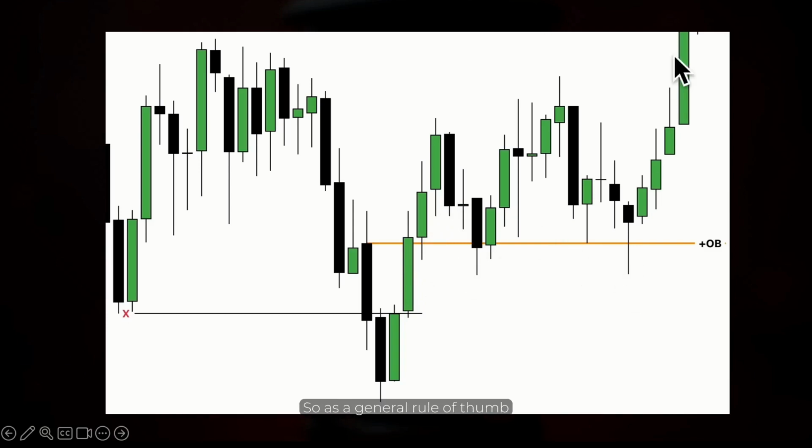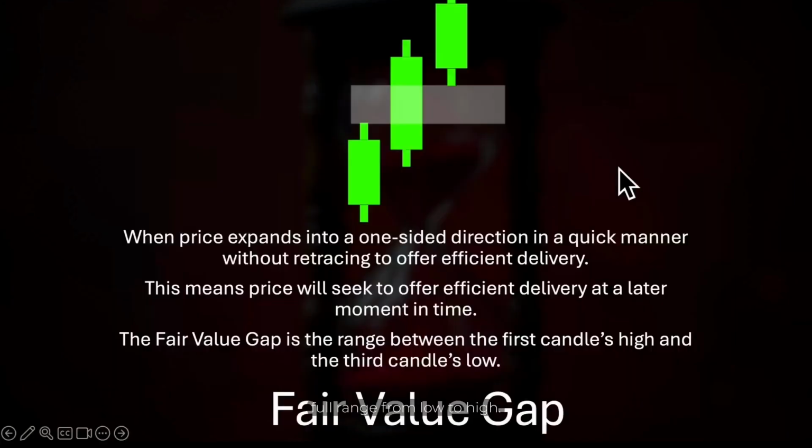So as a general rule of thumb, whenever you see a large bullish order block form, pay attention to mainly the bodies. When the bullish order block isn't that large and it's a rather small order block, you can annotate the full range from low to high.